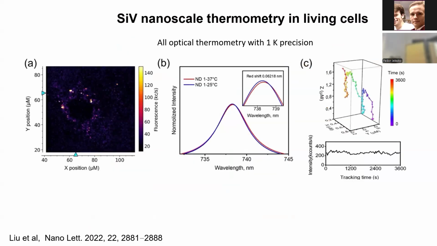Here's the example. It's again collaboration with Weil group. It's a cell now having silicon vacancy doped nanodiamonds. We can track them, as I mentioned before, over a long time. So it's about 1 hour measurements. We see how the nanodiamonds are diffusing, and at the same time we can track the optical emission line. So it's tiny changes, but nevertheless they allow us to track the temperature inside of cells during these measurements with about 1 Kelvin precision.